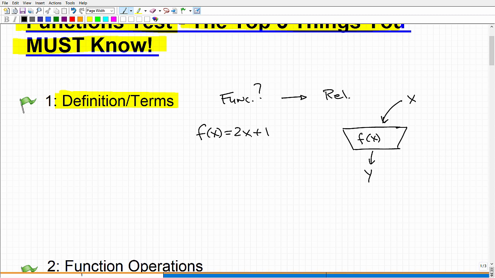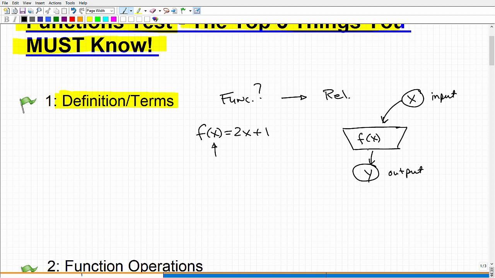So if I have a function, by definition, when I plug a number into my function, an input value, I'm going to get one and only one, exactly one output value. That's my y, okay? So this is my output. Now, along with this understanding, that is the definition of a function.